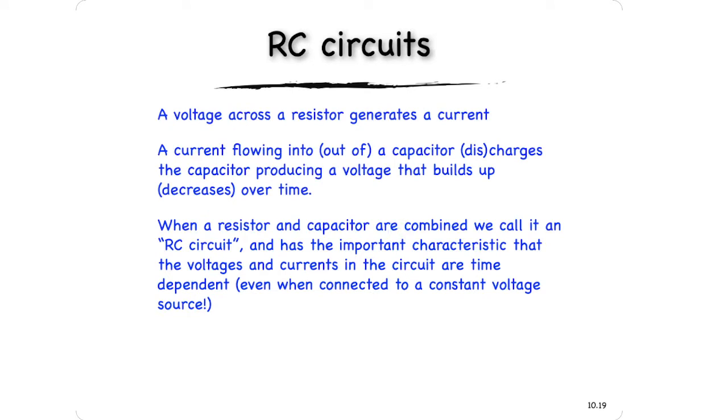Okay, so an RC circuit is when you have a voltage and a resistor in a circuit so that current flows through that resistor. And then if there's a capacitor in the circuit as well, that current can flow onto or out of that capacitor. And so we say it's either charging up or discharging, depending on whether current is flowing onto it or off of it. And we call that an RC circuit.